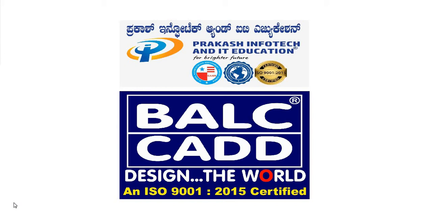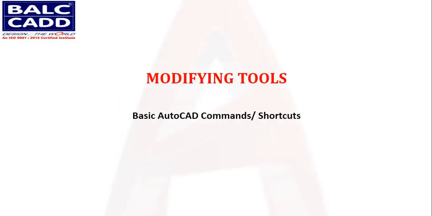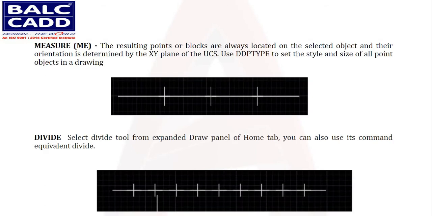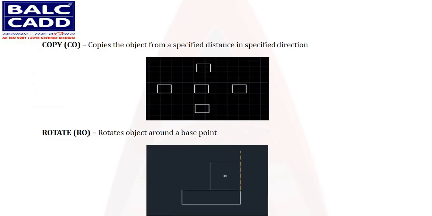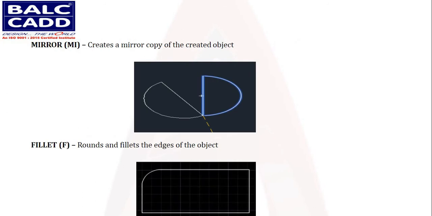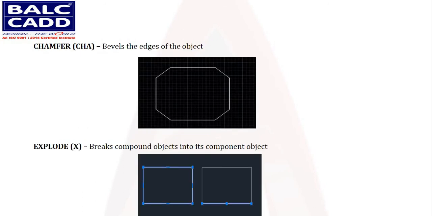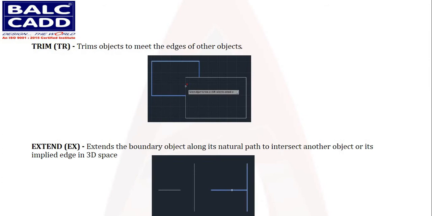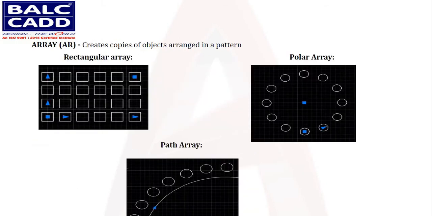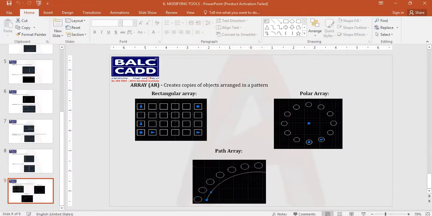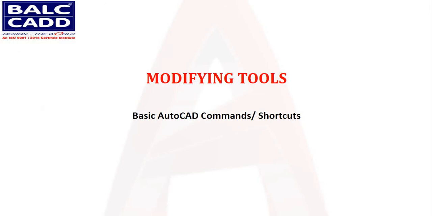In this video, we are going to see some modify tools, that is, basic modify tools in AutoCAD. AutoCAD consists of some basic modifying tools like measure, divide, undo and redo, move, copy, rotate, mirror, fillet, chamfer, explode, trim, extend, break, join and array. Now let us see how to use these modify tools.